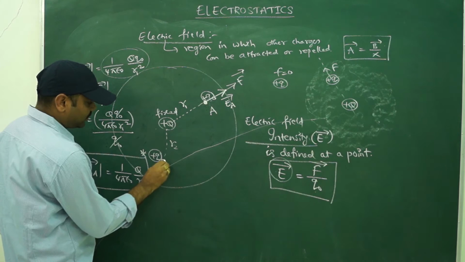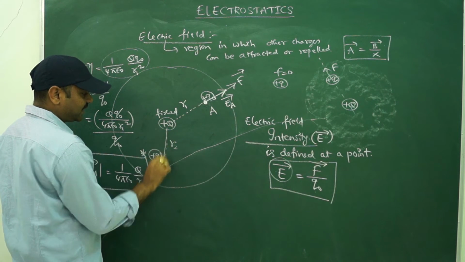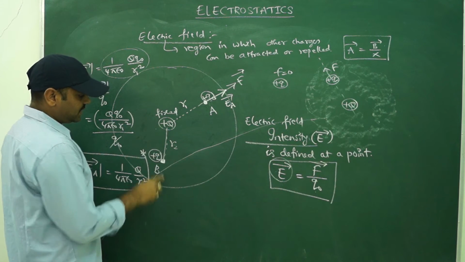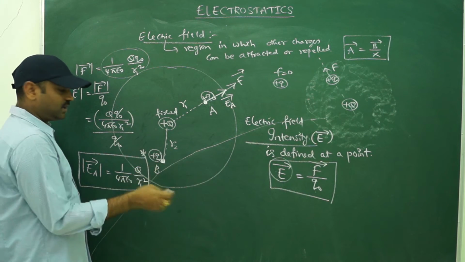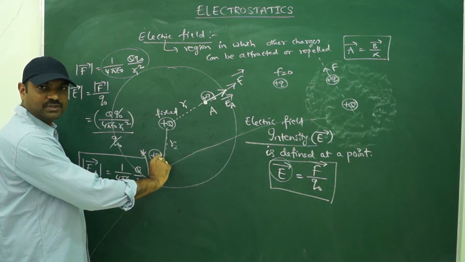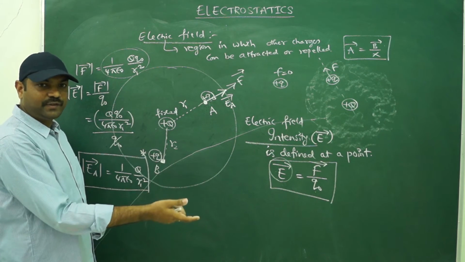Similarly, I am taking one more point B. B is at a distance of R2. Then how do we find the field at B point? Now it's direct. Otherwise you can take Q naught, place the Q naught, identify the force. Force by charge will give you the field.